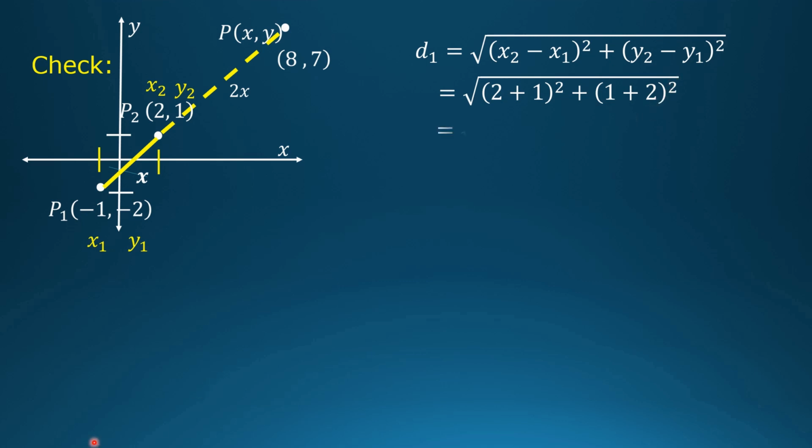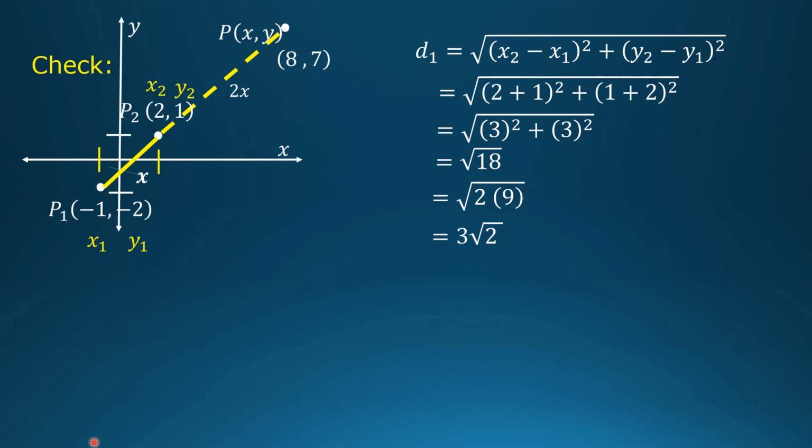This is now equal to the square root of 3 squared plus 3 squared, and this is now equal to the square root of 18. 18 can be written as 2 times 9, so we have the square root of 2 times 9, and the square root of 9 is 3. So this is equal to 3 square root of 2. This is the distance from P sub 1 to P sub 2, represented by D sub 1.